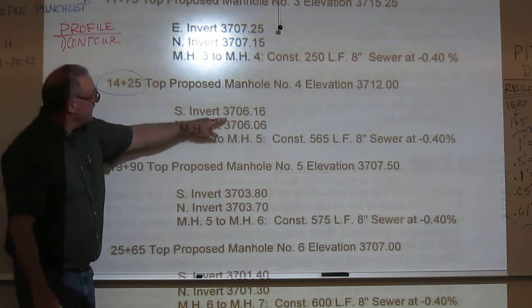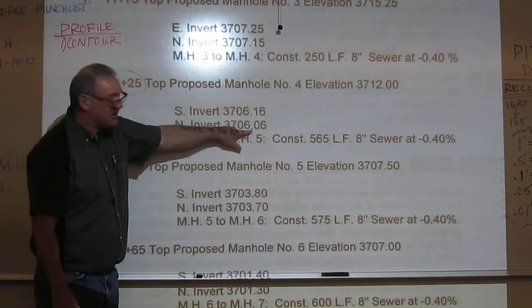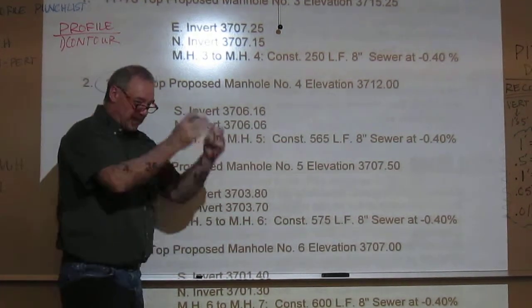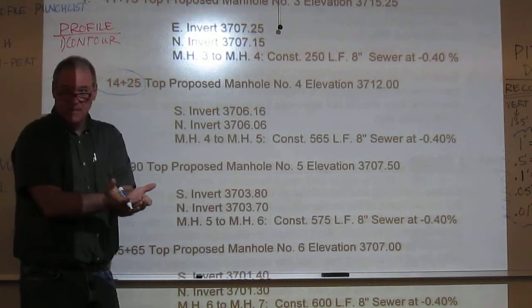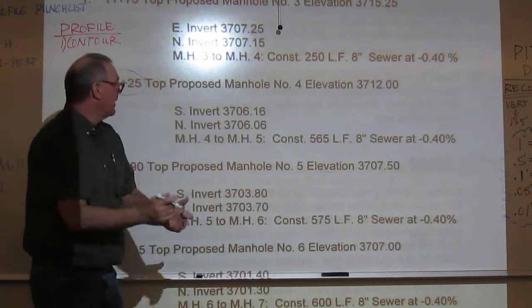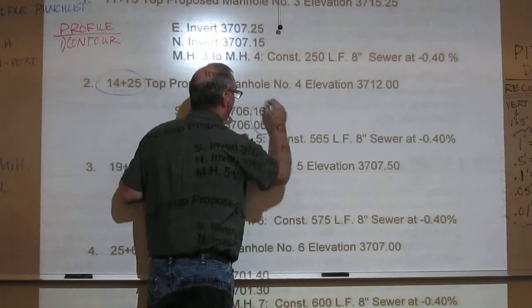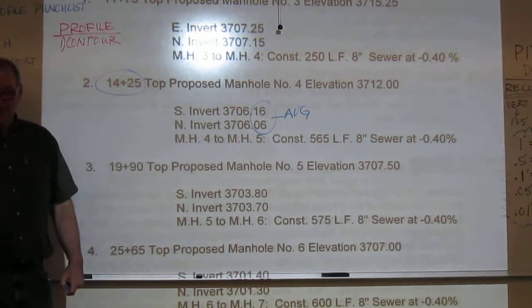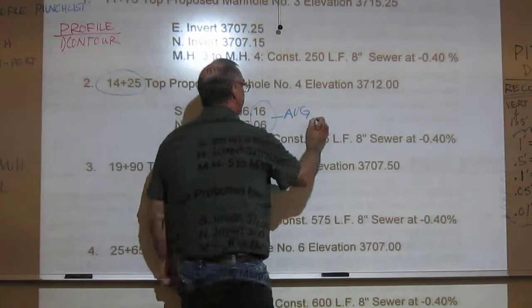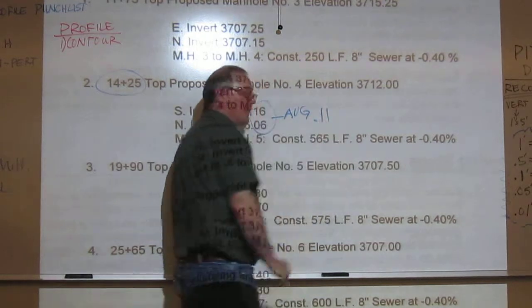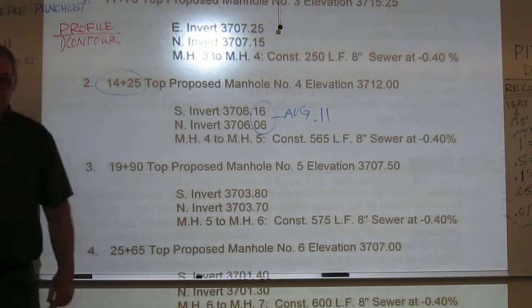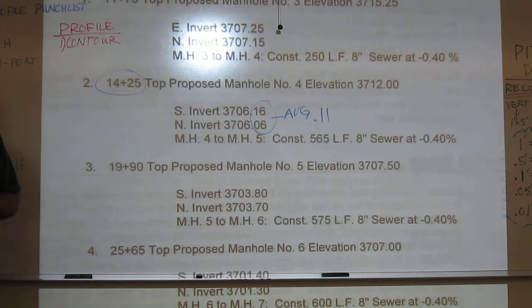Then I'm going to come down here and I see 06.16, 06.6. I need the manhole. Because I'm going to place the manhole, the inverts are already made, and then I'll rotate it to line up with my pipe. So I'm just going to take these two values right here and average them. So the elevation of this is 0.11. So it's 3706.11. Any questions where I got that number?